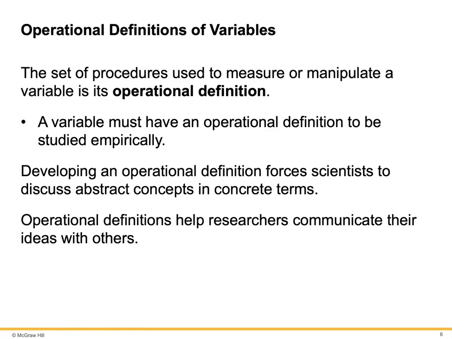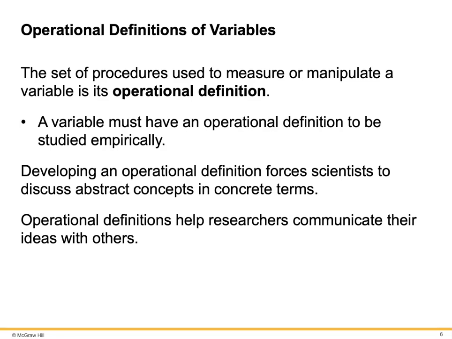So, there are 2 important benefits in operationalizing and defining a variable. First, the task of developing an operational definition of a variable forces the scientist to discuss abstract concepts in concrete terms. And that process can result in the realization that the variable is maybe too vague for the study. Maybe they need to define it a little bit more. And this realization does not necessarily indicate that the concept is meaningless. It just means that systematic research is not possible until the concept can be operationally defined.